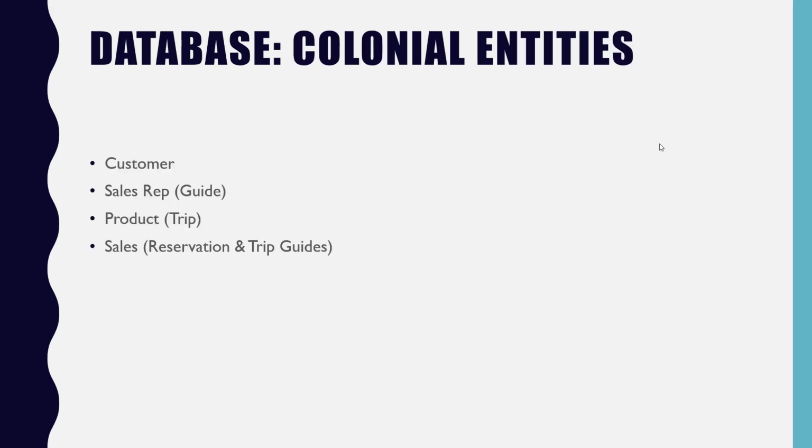Okay, let's look at the Colonial entities. Again, it's the same idea, right? We have a customer and an employee, that's the guide in this case. We have the product, which is a trip in our case, and then we have the sales stuff, those 4 main things, where there's a reservation and a trip guide, and that's another scenario where we're going to see a many-to-many relationship.